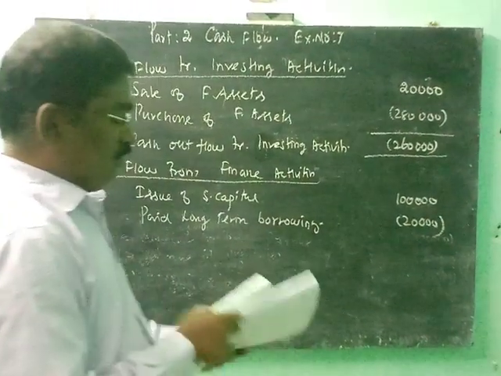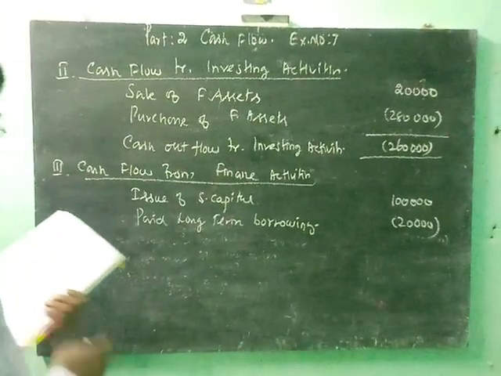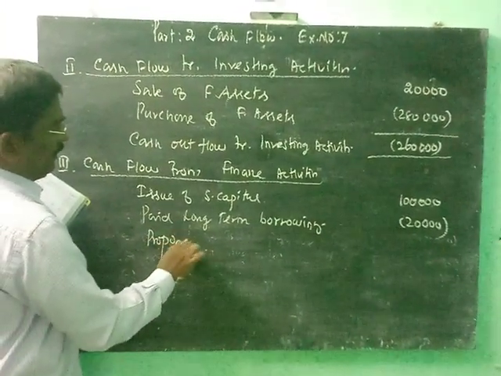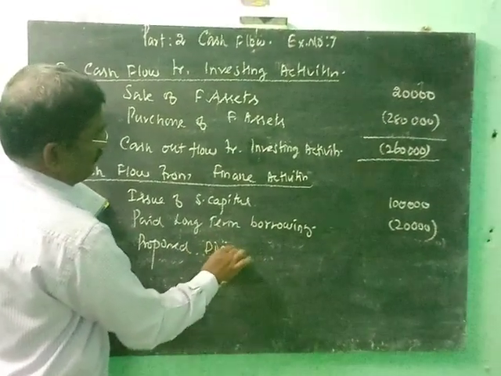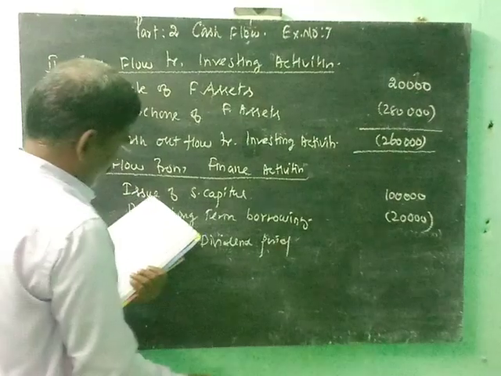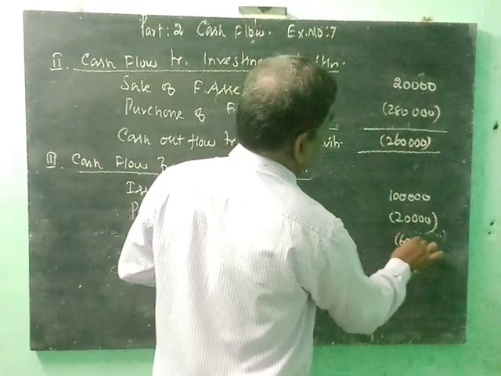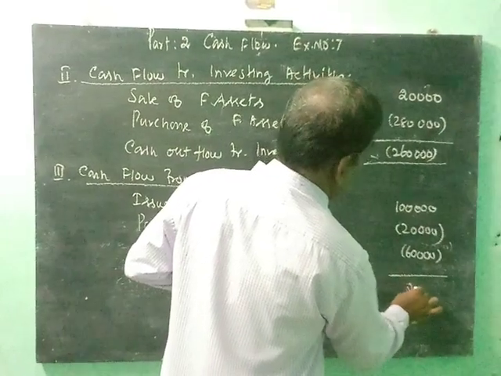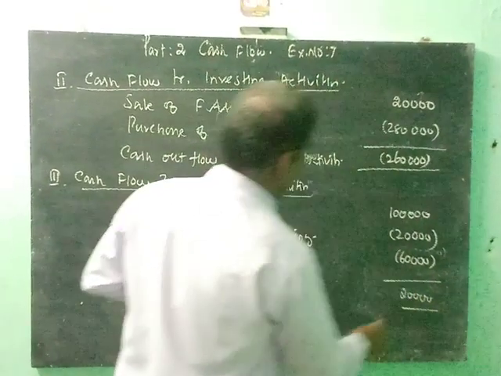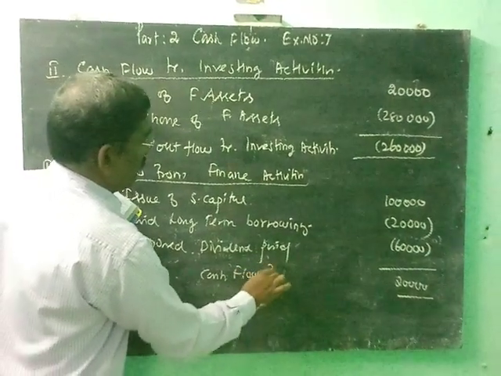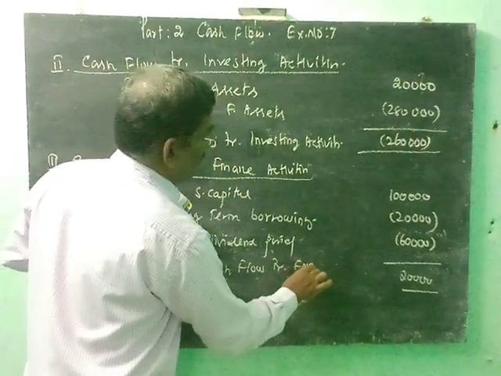So one more piece of information is in the adjustment. Proposed dividend paid. Last year's proposed dividend paid in the current year. Don't forget. That is 60,000. So the net is 20,000. This is cash flow from financing activity.